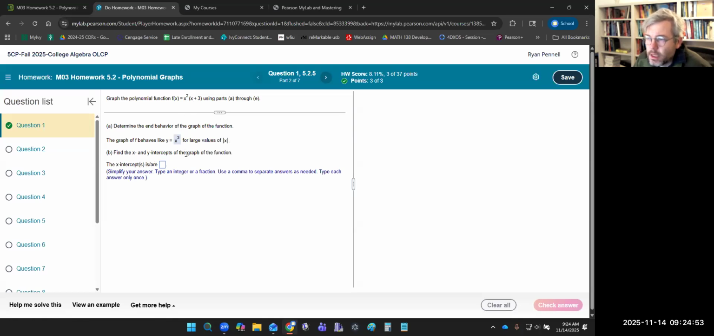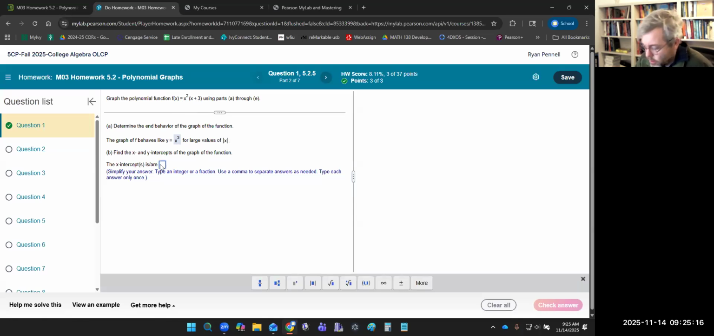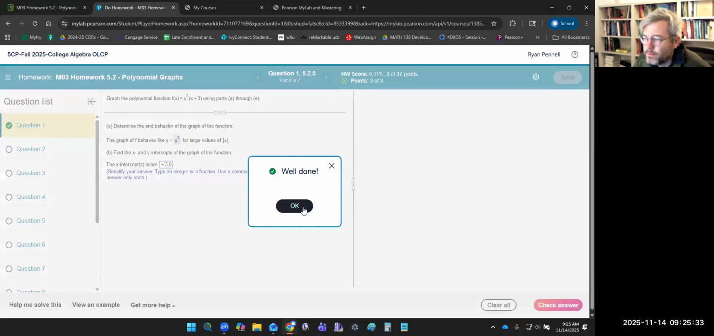Find the x and y intercepts of the graph. The x-intercepts are, well, x-intercept implies that y equals 0 or f of x equals 0. So if I set that equal to 0, what would cause that to go to 0? If x was 0, the whole thing would go to 0. 0 times anything would be 0. So 0 is certainly a place. It looks like -3 would also cause this one to go to 0, right? So maybe I should put it in order. -3, comma 0. Yeah, I think that's okay.